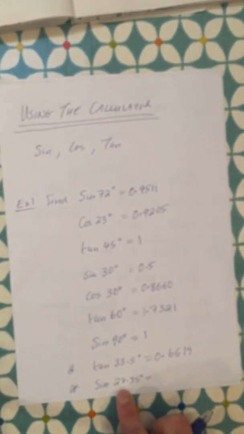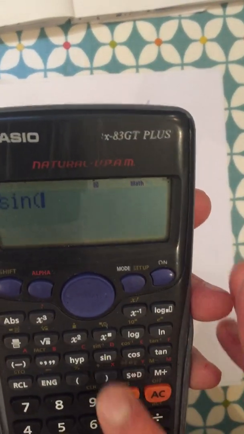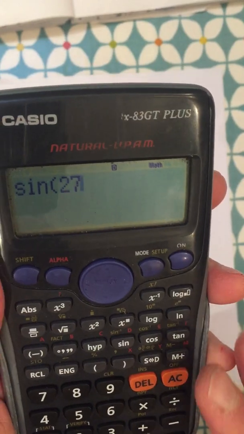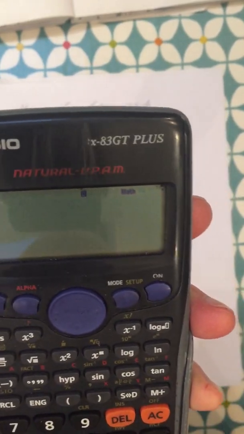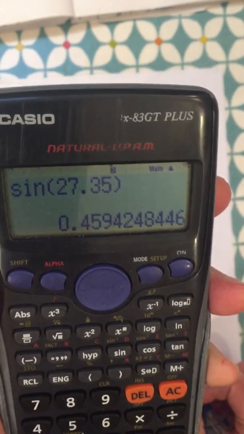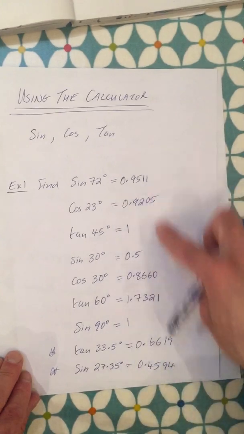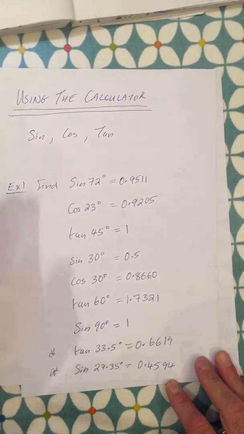Okay, next one, last one, sine of 27.35. So I go sine 27.35, close bracket, press equals, and up comes 0.4594. And there you have it. That's how easy it is.